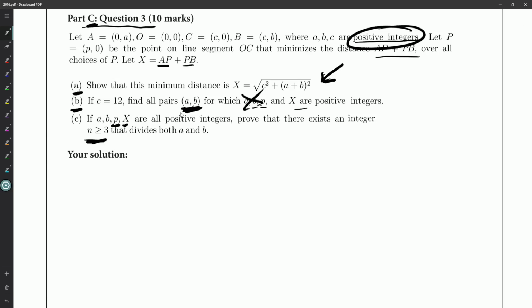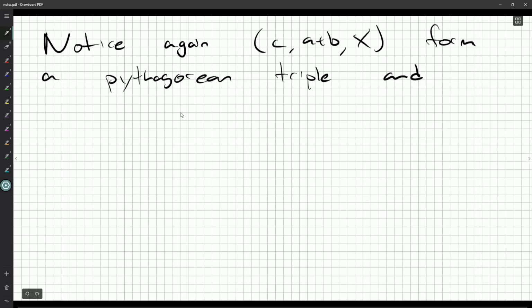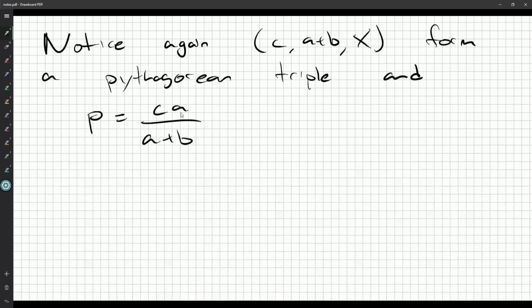so I would think once again, c, a plus b, and x form a Pythagorean triple. Because of the way I did the part B question so generally, we can just import all our other results. So we got a Pythagorean triple, and we also know that p is equal to ca over a plus b. These are nice, neat, simple facts. Alright. So, I'm not sure how x being a positive integer is going to help us right now, but we'll see.